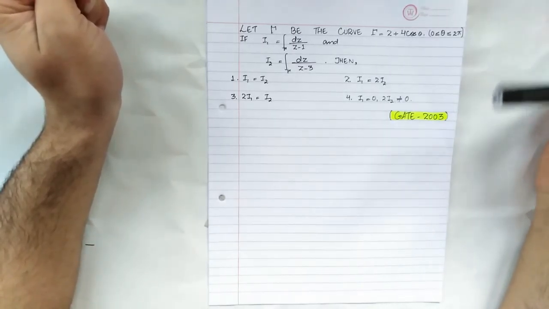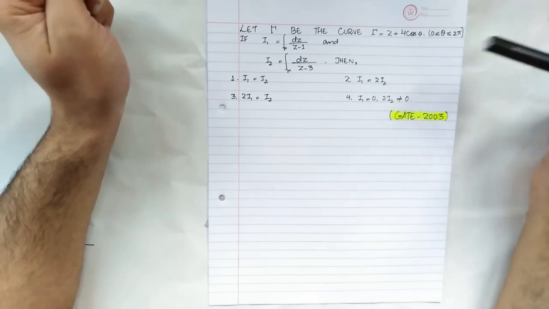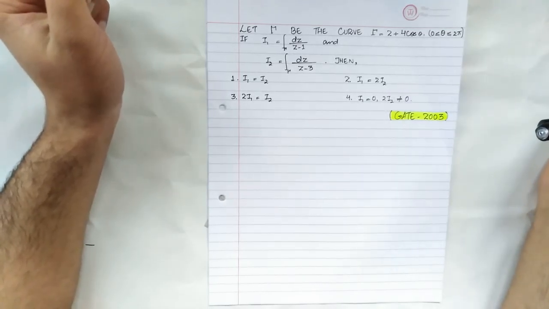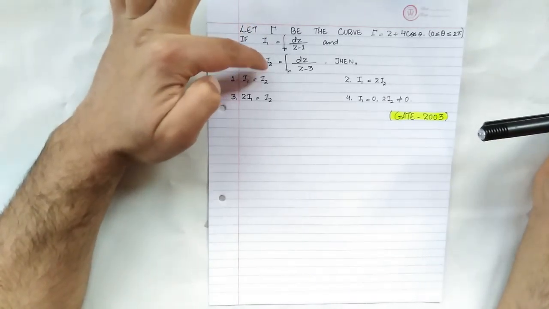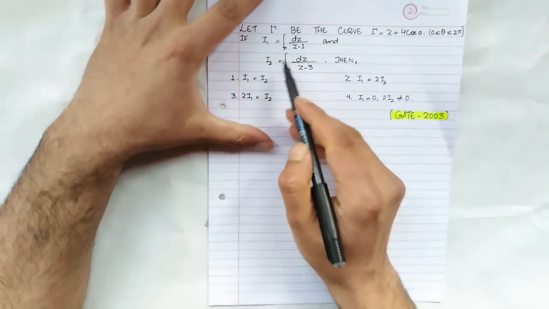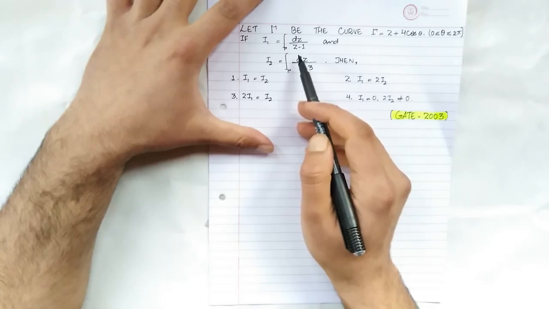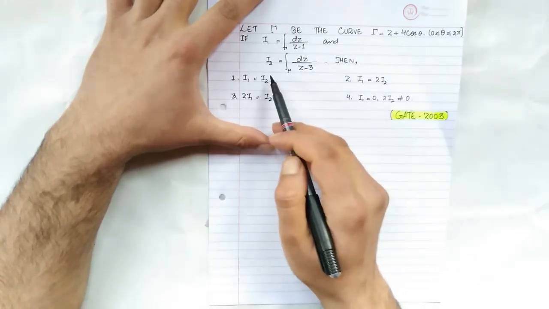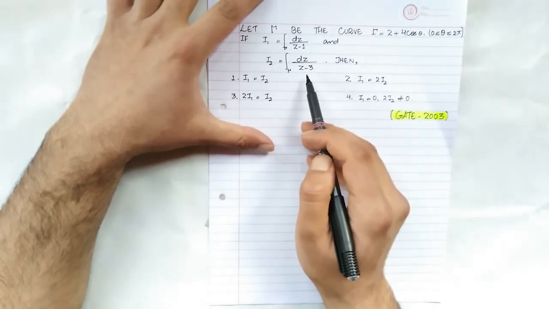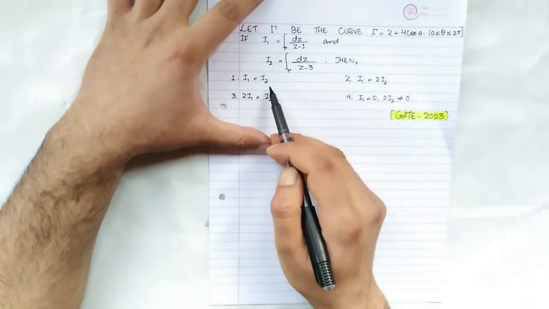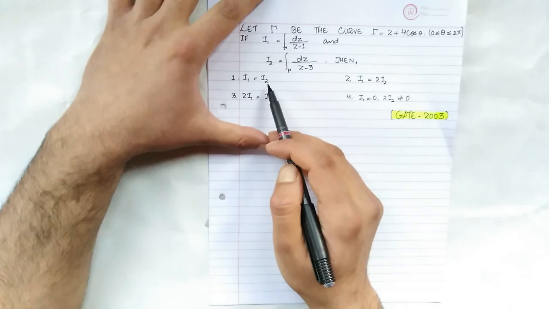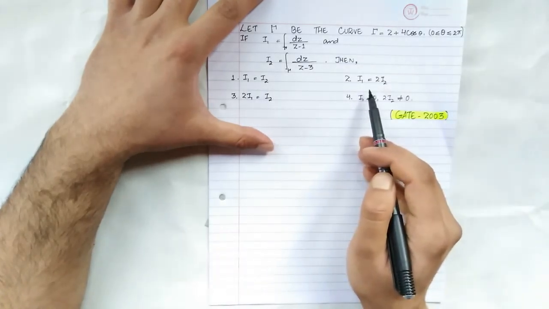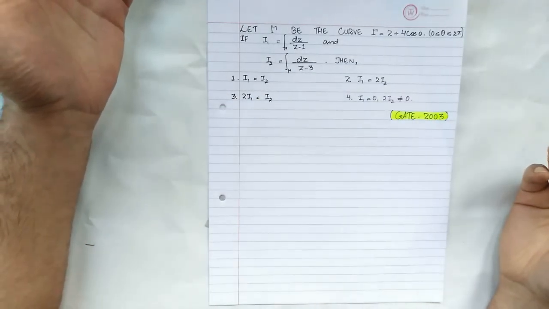that is given to be 2 plus 4 cos of theta, where theta lies between 0 and 2 pi. And then we are defining two integrals, I1 and I2. The first one is dz upon z minus 1, and the second one is dz upon z minus 3. Then we have to find the relation between them, either I1 is equal to I2 or I1 is twice I2 and all that, right?